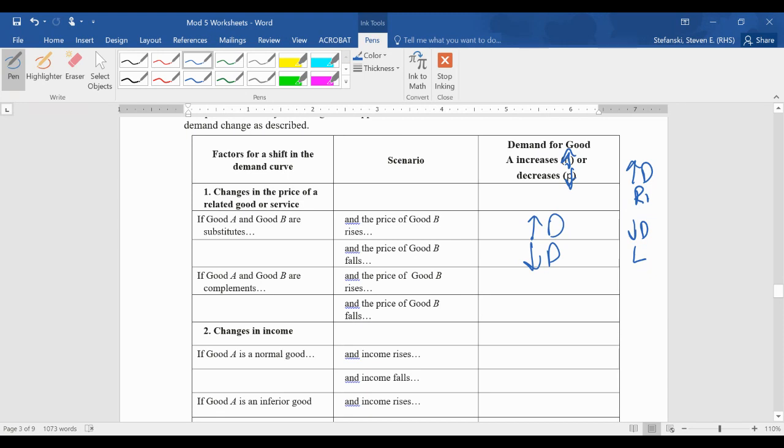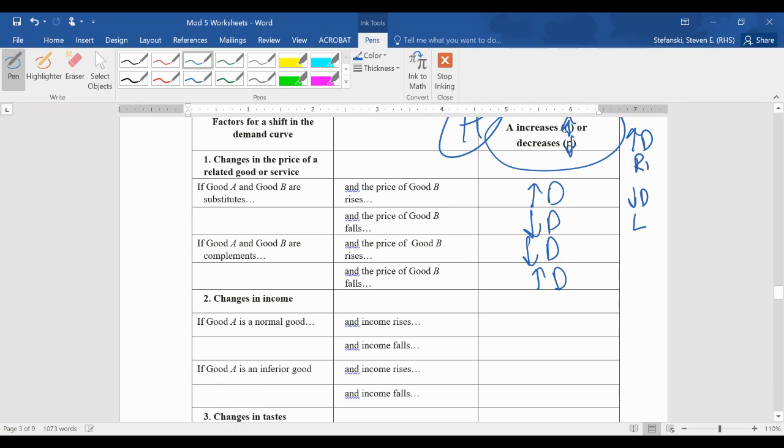If good A and good B are complements, and the price of good B rises, we're going to see a decrease in demand for good A. And for the next one, if they're complements and the price of good B falls, then we'll see an increase in demand of good A. Remember, this whole row is about good A. What's happening to good A? So now, changes in income.